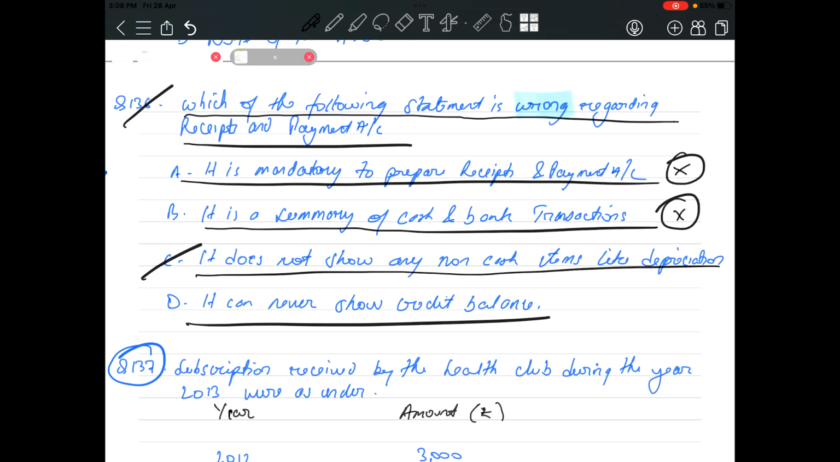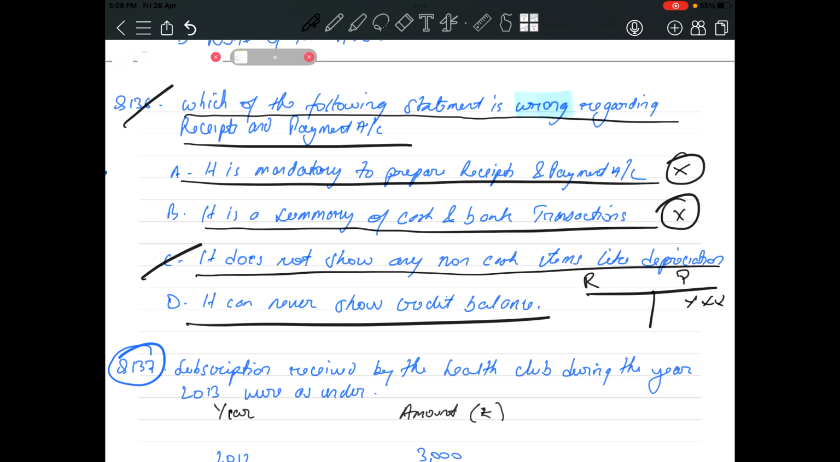It can never show credit balance, okay. What do you mean by credit balance? Can it show credit balance? Yes, because receipt and payment means, see, can the payment be more than the receipt? Yes, okay. There can be a negative balance of receipt and payment account.